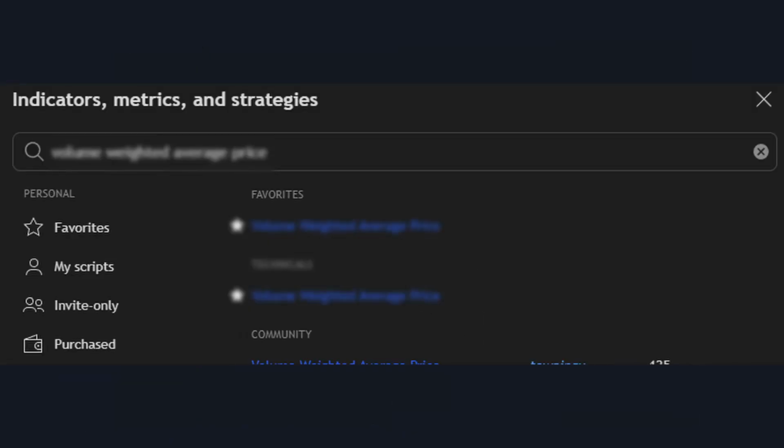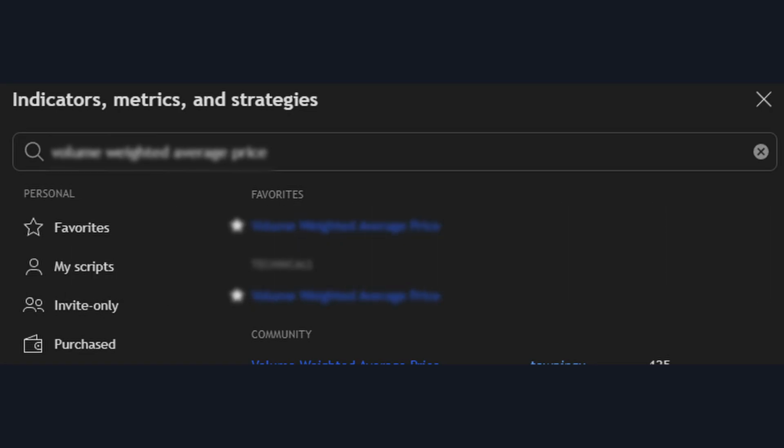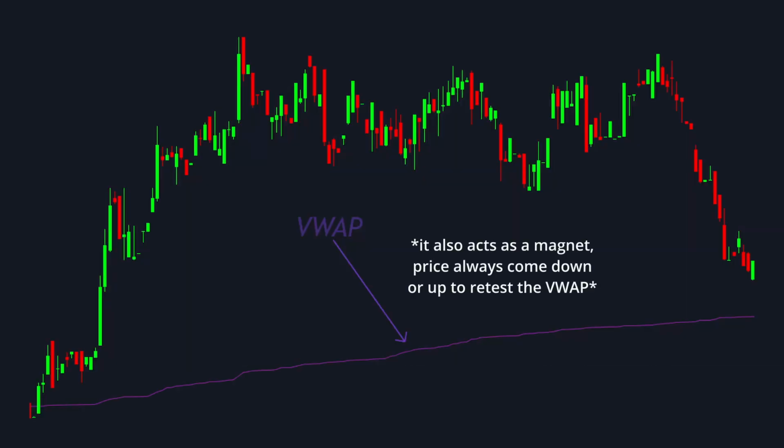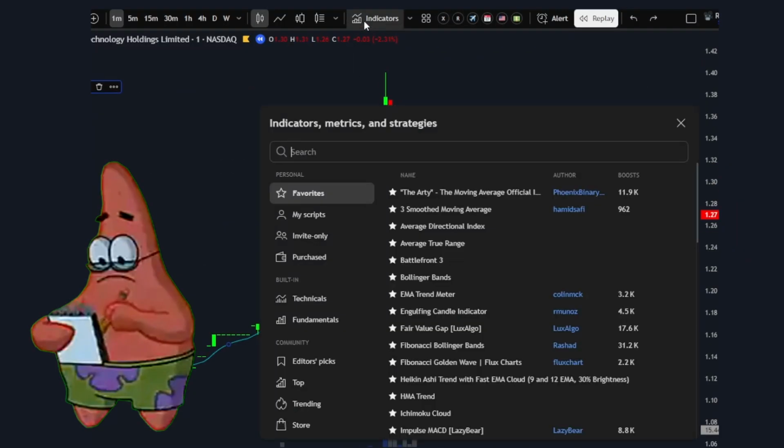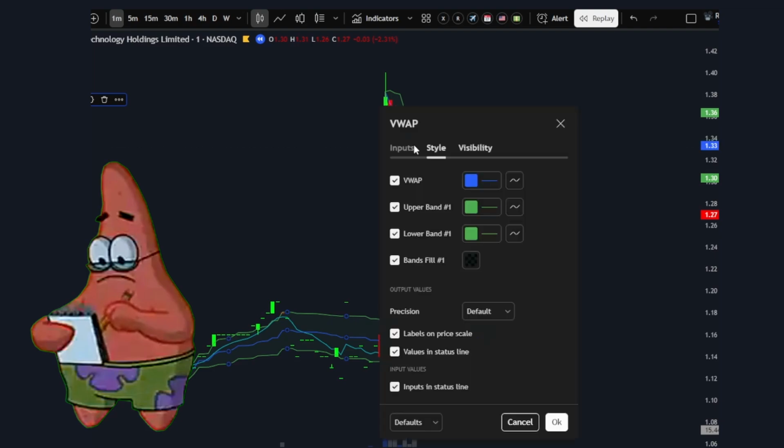The next indicator is something all traders, especially the big traders, so banks and institutions, use all the time, which is the VWAP, or volume weighted average price. It simply shows where the most traders are positioned. So go to indicators, type VWAP, and click the first one. Go to the settings and uncheck all areas except the VWAP.